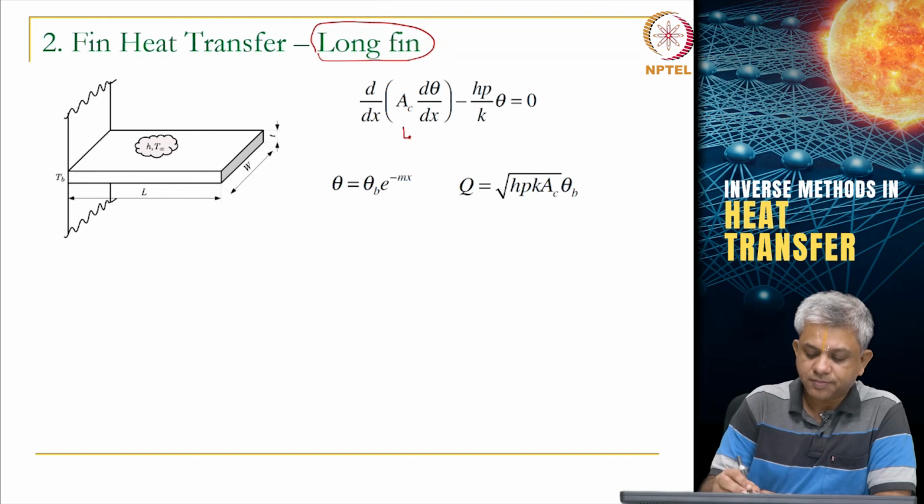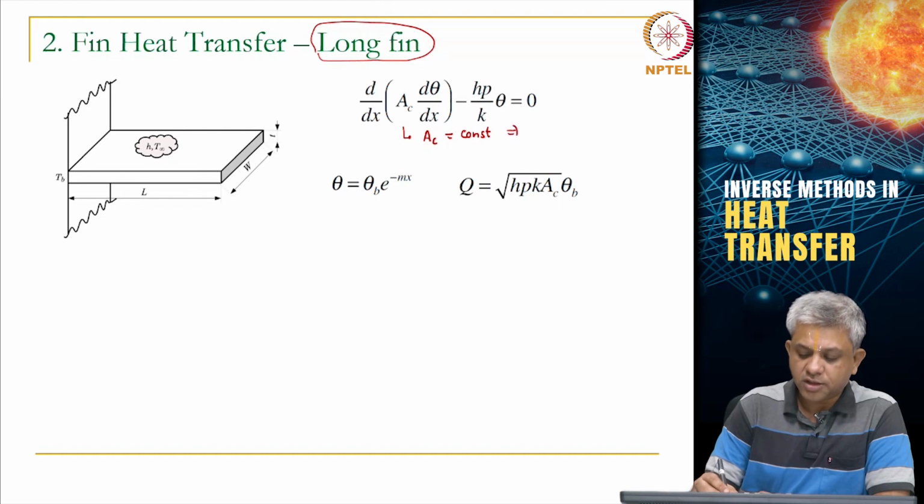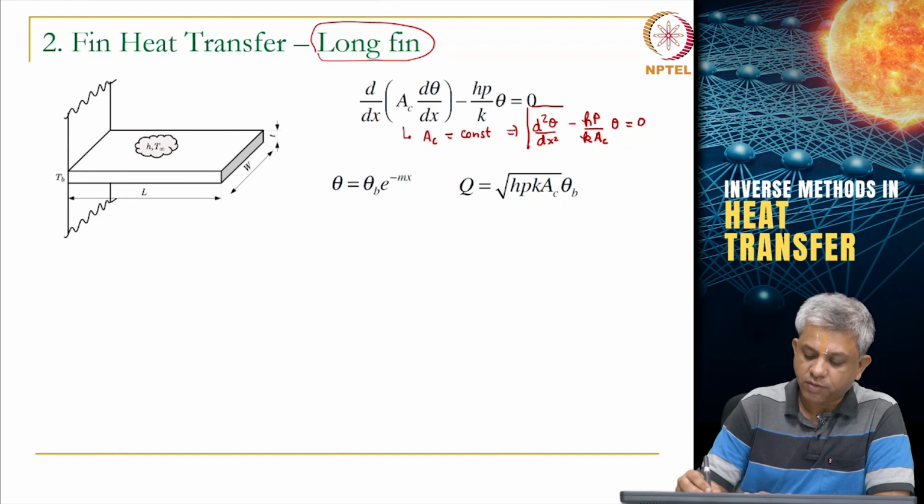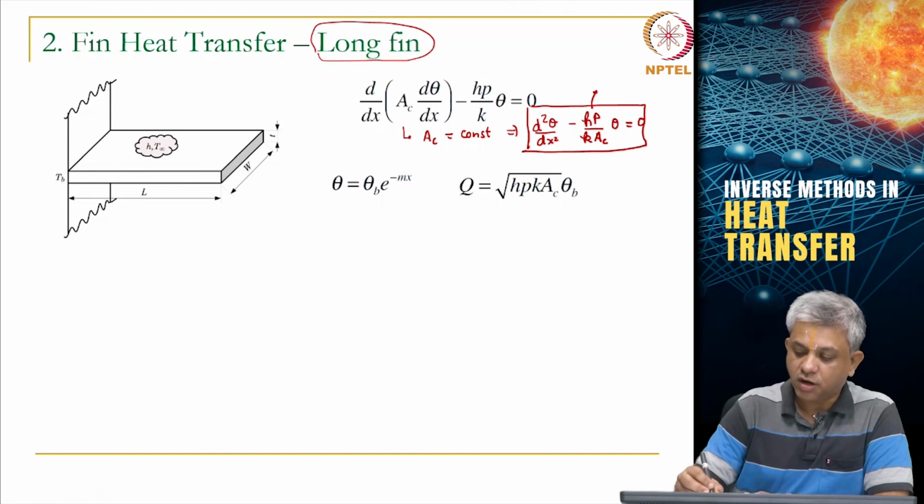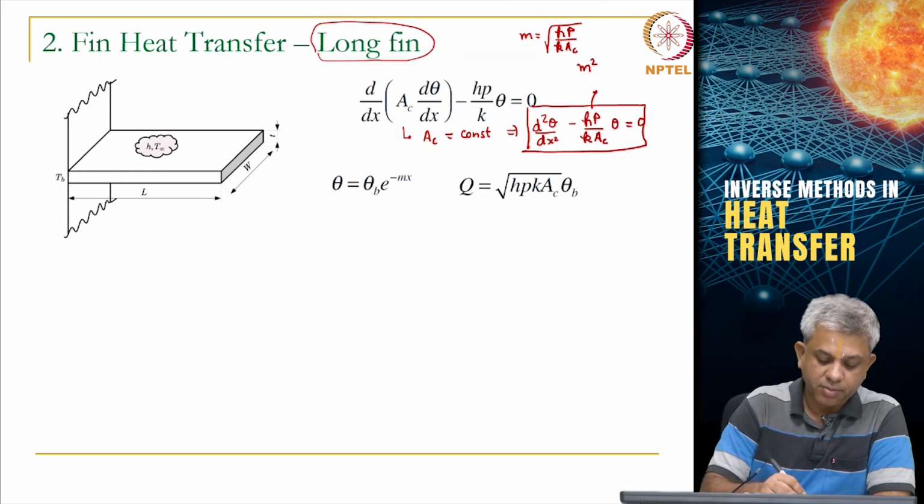In this case, A_c is a constant because it is a rectangular fin. So this tells us d squared theta by dx squared, I am going to take out A_c, minus h p by k A_c theta equal to 0. So this is our governing equation. This quantity h p by k A_c is called m squared, where m is the fin parameter, and p is the perimeter around the fin.